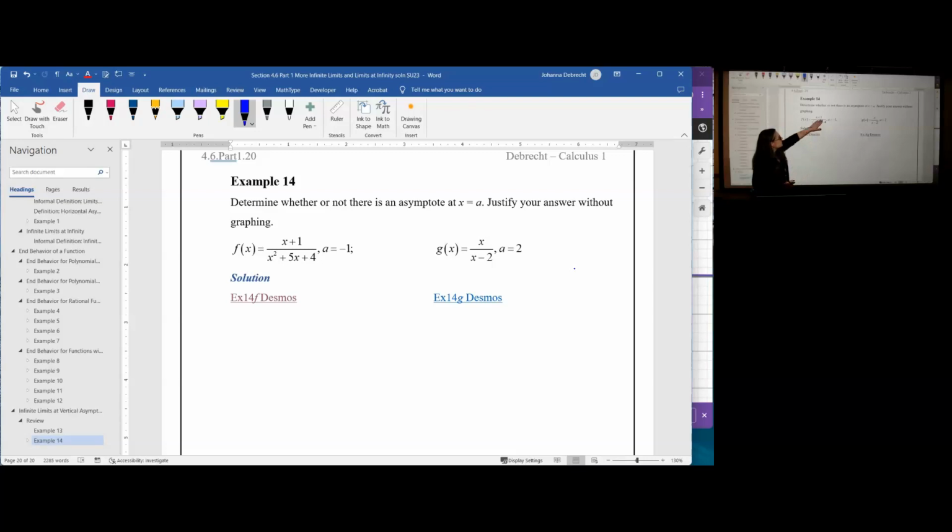In example 14, we have (x + 1) divided by (x squared + 5x + 4). We want to know what the behavior of the graph is as it gets close to -1. Namely, is there a vertical asymptote at -1 or not? Justify your answer without graphing.